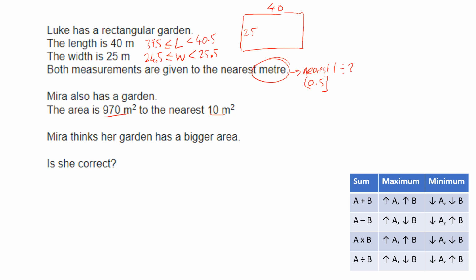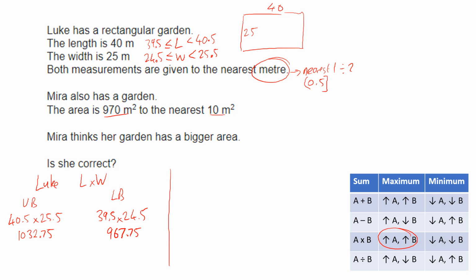Now for finding the area of Luke's garden, we're going to do length times width. So if we want to get the upper bound for that, we need to do the upper value of L times the upper value of B. So that's going to be 40.5 times 25.5, and the lower bound for Luke's garden is going to be the lower bound, so 39.5 times 24.5.